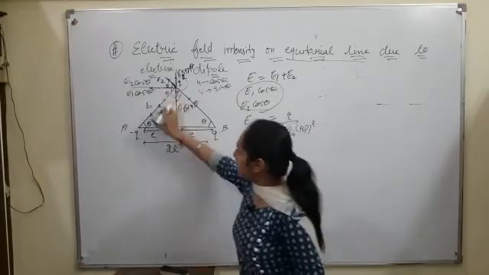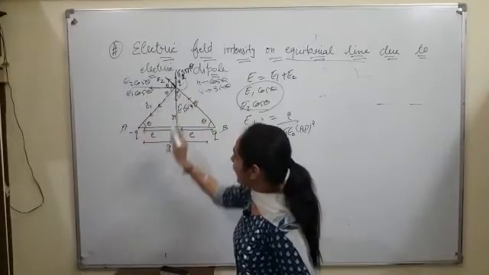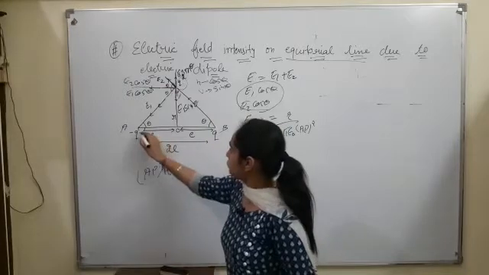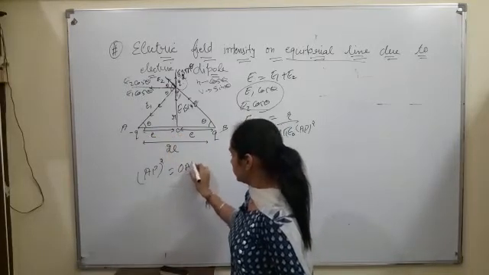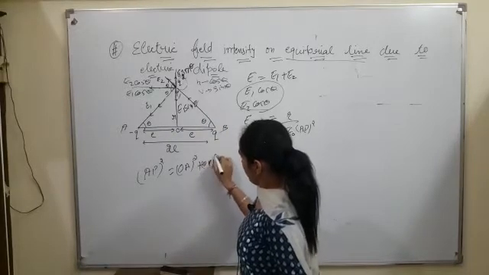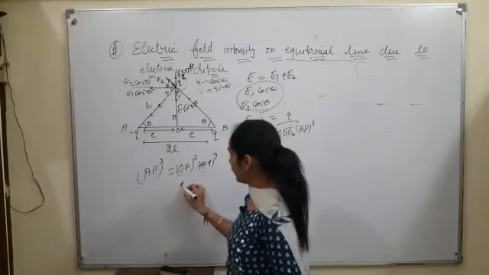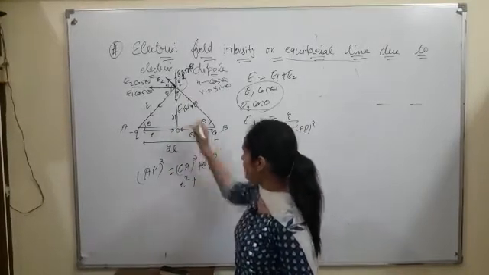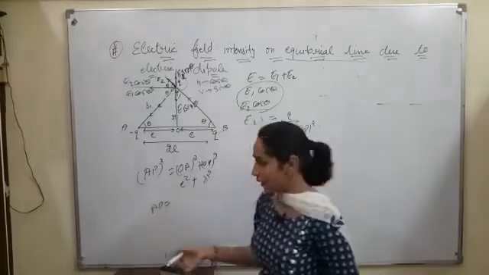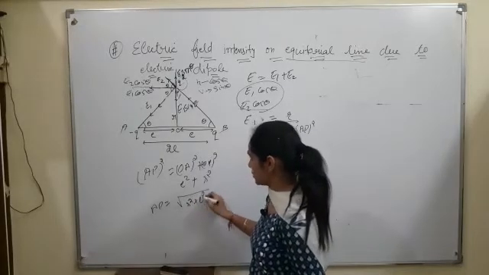How can I find the AP? By applying the Pythagoras theorem over here. You can see, AP I have to find by applying the Pythagoras theorem. AP square is OA square plus OP square. The value for OA is L, the value for OP is R. So by combining both, after doing some calculation, I can write AP is equal to the square root of R square plus L square.